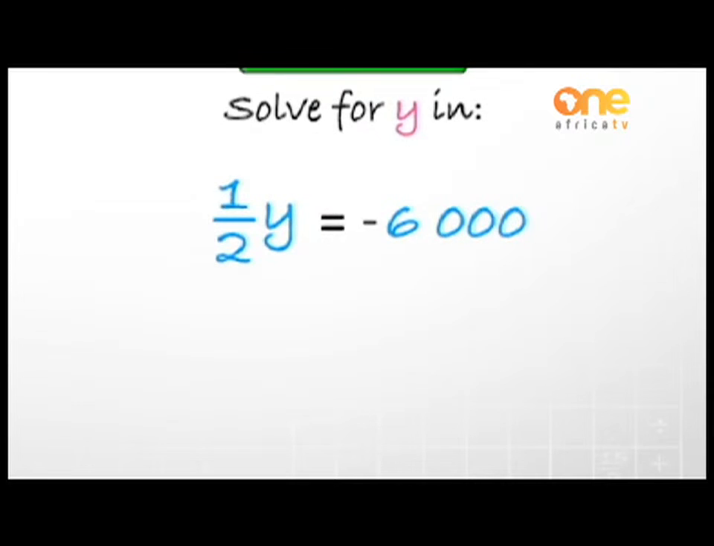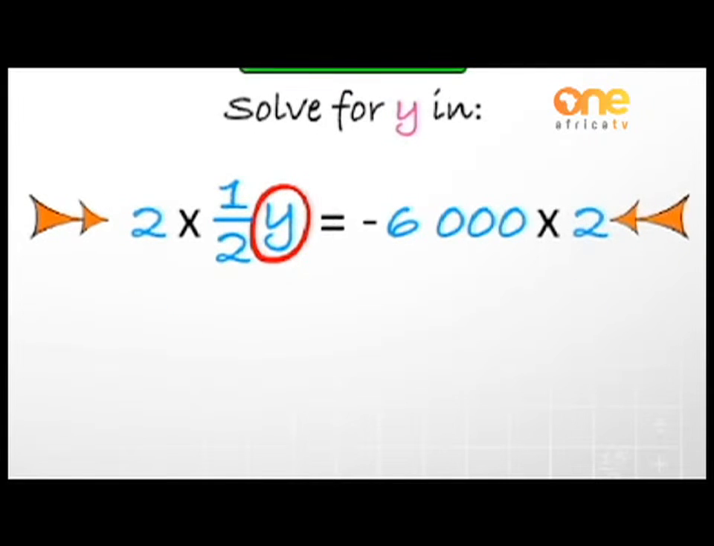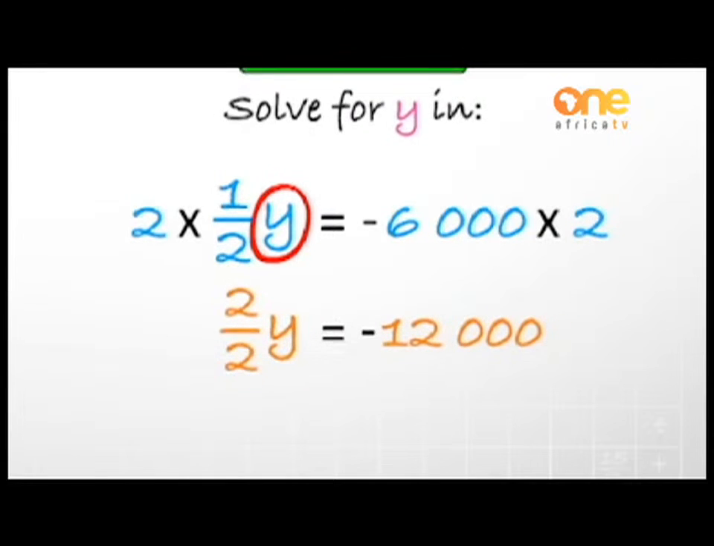So again, we have to isolate the unknown variable, which is y. In order to do this, we multiply the left-hand side of the equation and the right-hand side of the equation by 2. We therefore get 2 over 2y equal to minus 12,000. And this tells us that y equals minus 12,000.